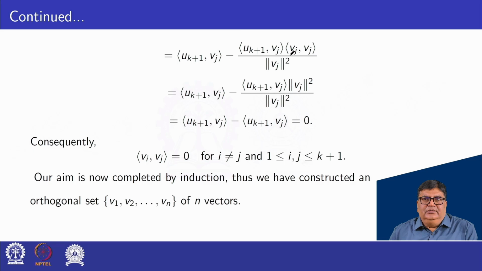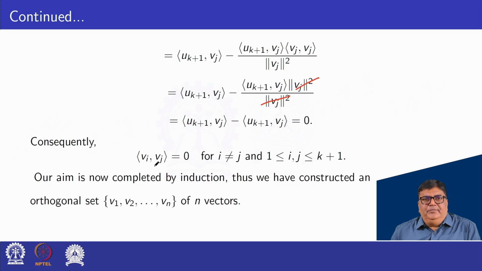That is this one, equal to inner product of u_{k+1} and vj minus inner product of u_{k+1} and vj, and this is norm of vj squared upon norm of vj squared. So this is cancelled out. So we have inner product of u_{k+1} and vj minus inner product of u_{k+1} and vj, that is 0.